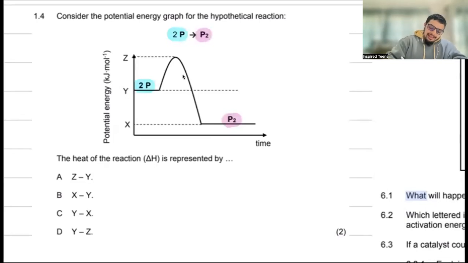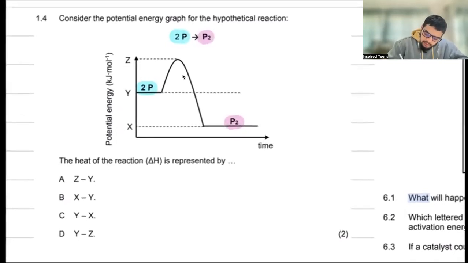Now, enthalpy has a set formula. Enthalpy is always calculated by energy of products minus energy of reactants. Energy of products minus energy of reactants. So in this case, we would have the energy of the products being here.